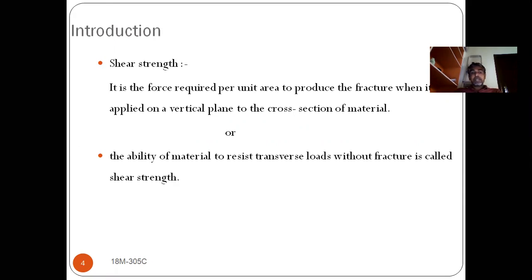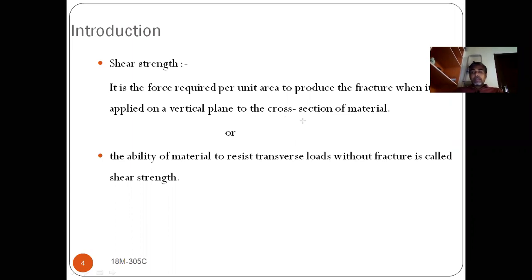If you see the definition, we can define it in two ways. Both are the same, only some wording may be different, but they give the same concept. We have two definitions here. In the first definition, it is the force required for a unit area to produce fracture when it is applied on a vertical plane to the cross section of the material.